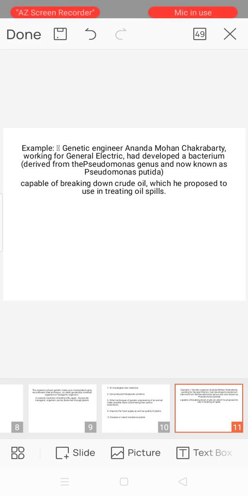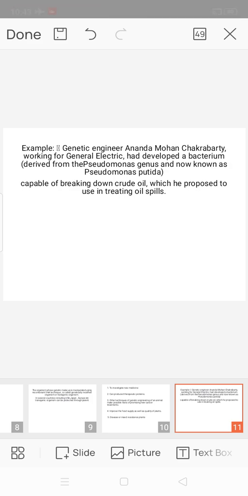For example, genetic engineer Ananda Mohan Chakrabarty, working for General Electric, had developed a bacterium derived from the Pseudomonas genus, now known as Pseudomonas putida, capable of breaking down crude oil, which he proposed to use in treating oil spills. And General Electric filed a patent application for the bacterium in the United States, listing Chakrabarty as the inventor.